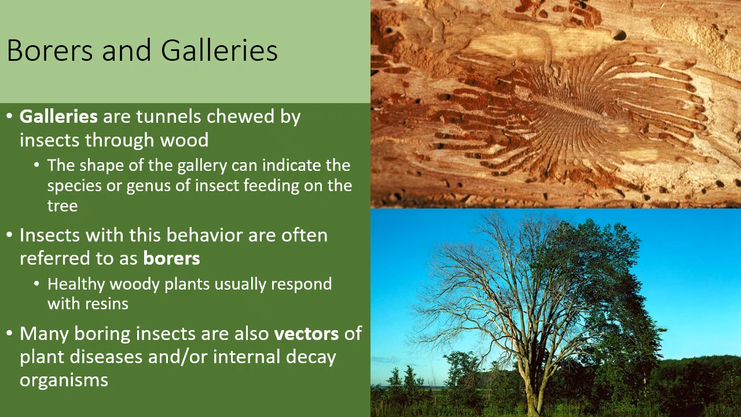Another big problem with these borers, though, is a lot of them are vectors of plant diseases or internal decay organisms. So the elm bark beetle, for example, transmits a disease called Dutch elm disease. And when you look at this lower image, the reason this elm tree is dying is because it's become infected with Dutch elm disease, which it got from the elm bark beetles. The elm bark beetles carried it from one tree that they hatched out of as a baby. They flew to a new tree to feed and lay eggs, and that's how they spread the disease from one tree to another.